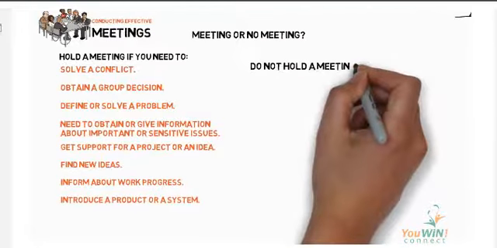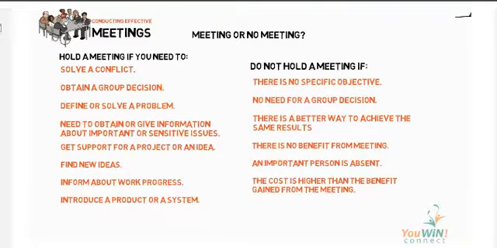Don't call for a meeting if there is no specific objective, if there is no need for a group decision. If there's a better way to achieve the same results, then there's no need to call a meeting. If there's no benefit from having the meeting, please don't call a meeting. If an important person is going to be absent from the meeting, then there won't be any need to hold that meeting. If the cost of holding the meeting is higher than the benefit you gain from the meeting, then please don't call the meeting.